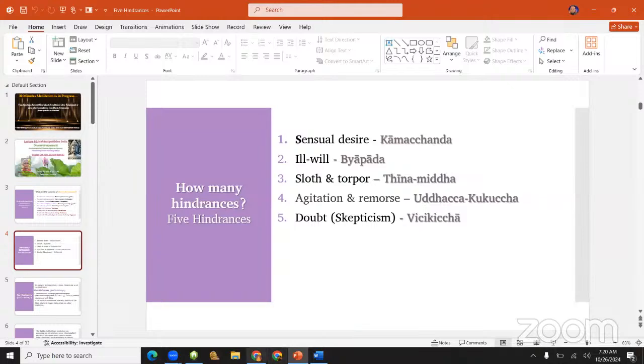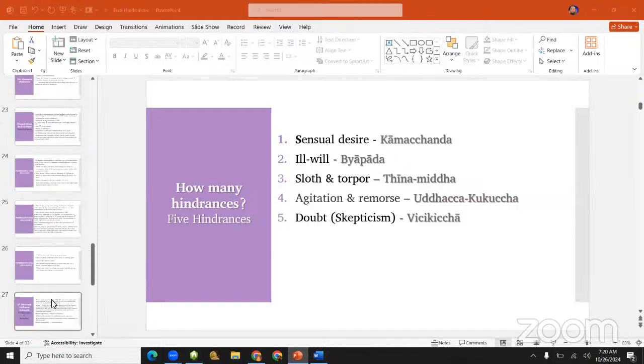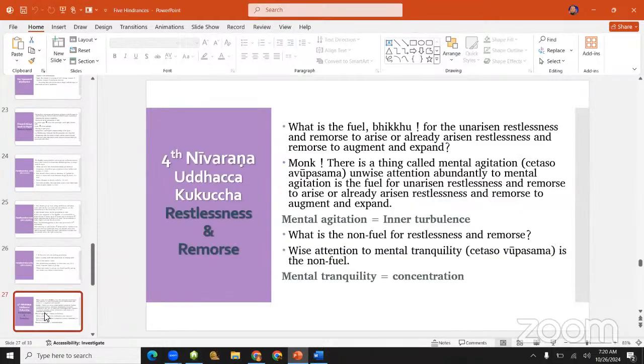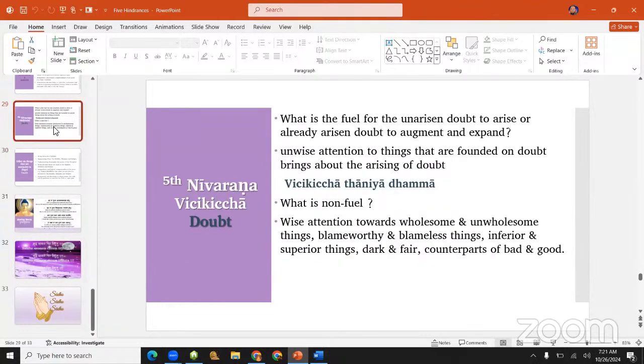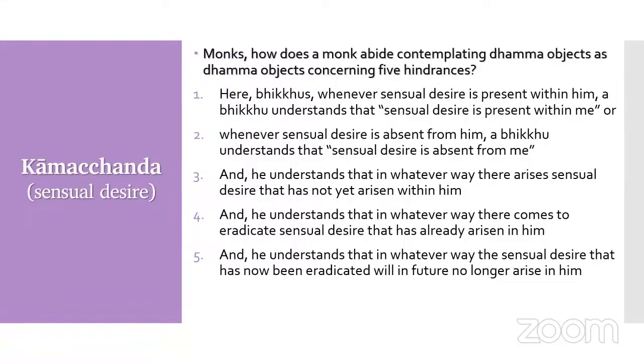Whenever sensual desire is present within him, that means within the meditator, a meditator understands that sensual desire is present within me. And whenever sensual desire is absent from him, a meditator understands that sensual desire is absent from me. And then he understands how there arises sensual desire that has not yet arisen within him. The fourth one: he understands in whatever way there comes to eradicate sensual desire that has already arisen in him.